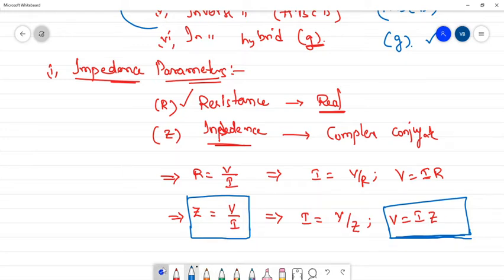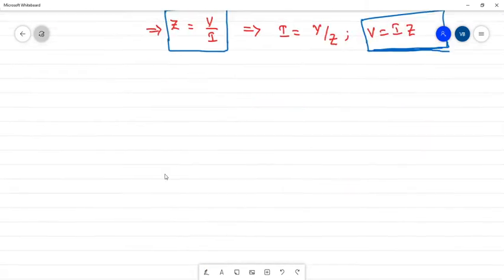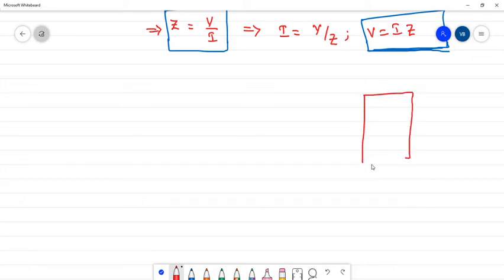Here we already know that a two-port network is a network having two ports. For the two ports, we have voltage and current relations. Here this is a network and these are the two ports. For these two ports, we have four parameters. So what are the parameters here?